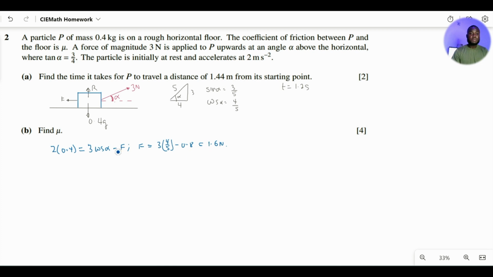Now vertically, the body is not moving, and hence the net force should be equal to 0. Now since the body is in motion, the friction experienced is going to be the limiting value, which is given as F equals mu R, implying that mu should be equal to the following.